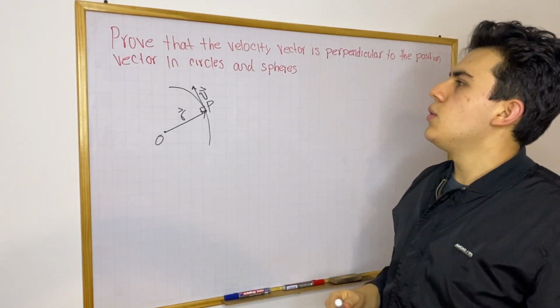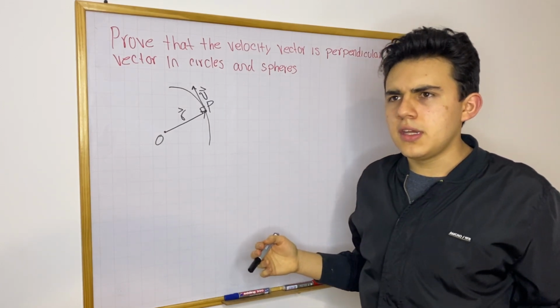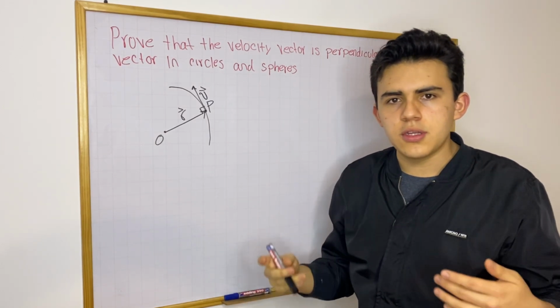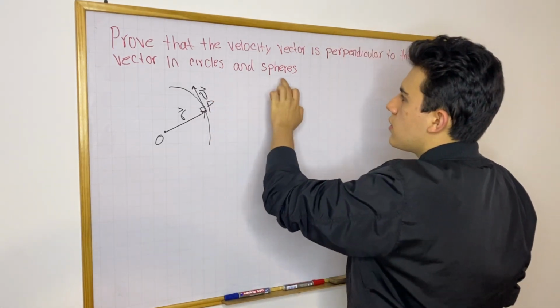So how can we do that? Well, first of all, the most important thing that we need here is equations. We don't do math without equations. So what are the equations for a circle and for a sphere?